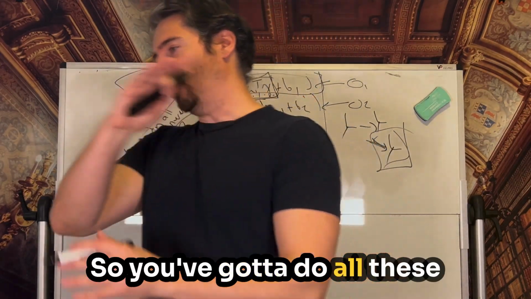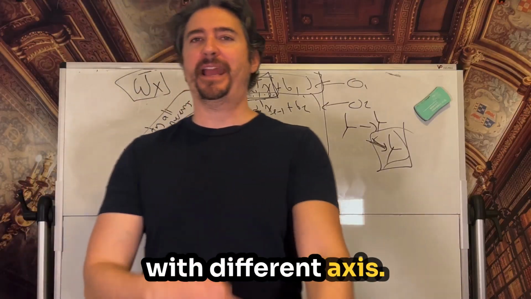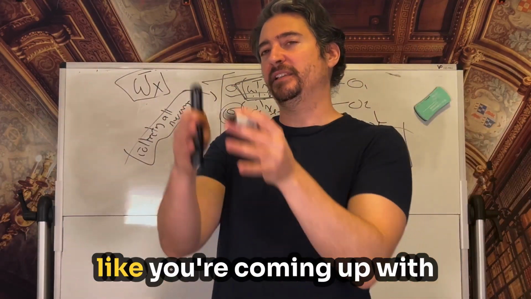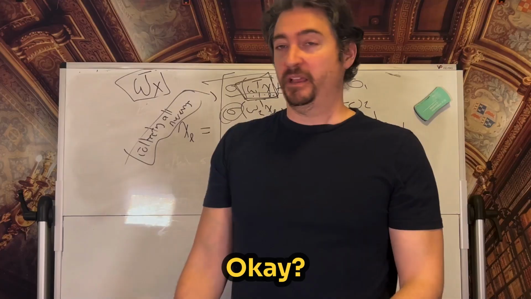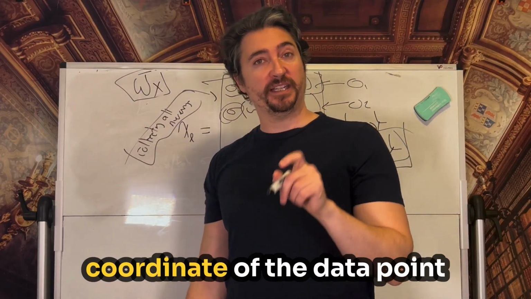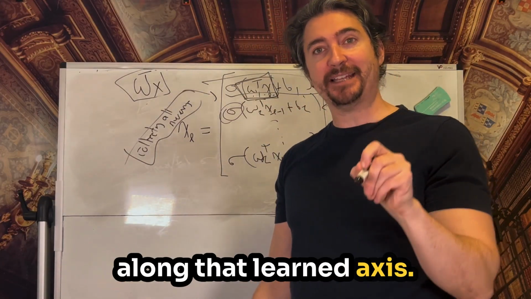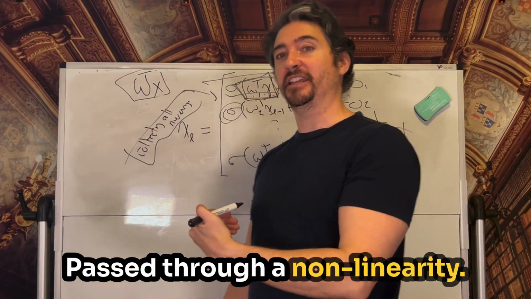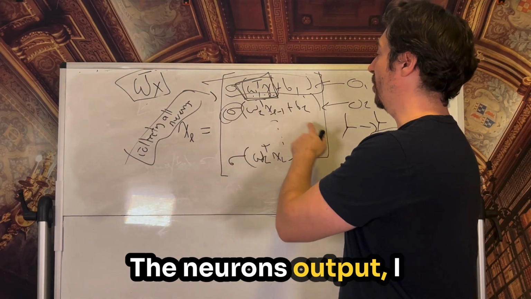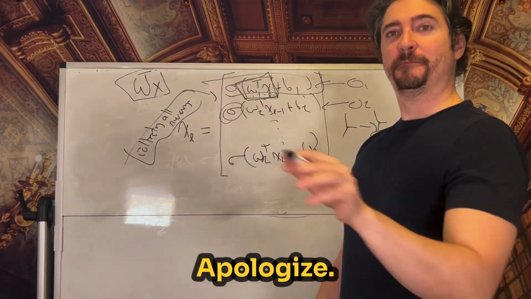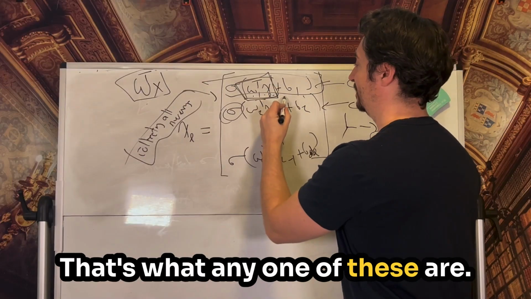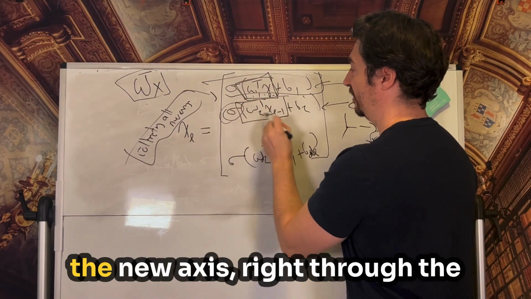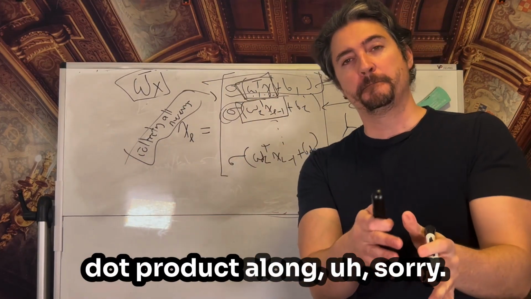So you've got to do all these different projections. You've got to come up with different axes. It's, again, conceptually, like you're coming up with new columns for the data. Okay, the neuron's output is the coordinate of the data point along that learned axis passed through a nonlinearity. Say that again. The neuron's output, I know this is really sloppy, I apologize, is the coordinate of the data along the learned axis. That's what any one of these are. Coordinate of the data along the new axis, the dot product.